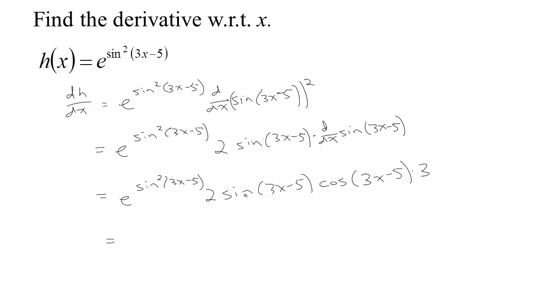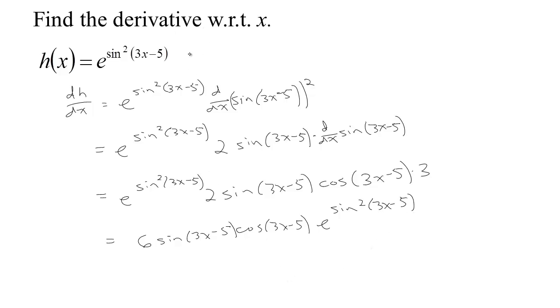Now a lot of times I'll just put the stuff that's multiplied out in front. I've got 2 times 3 would be 6. There's a sine of 3x minus 5 and a cosine of 3x minus 5, and that's multiplying e to the sine squared 3x minus 5. So I have it done.